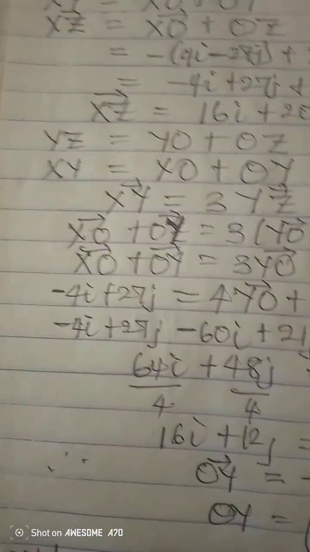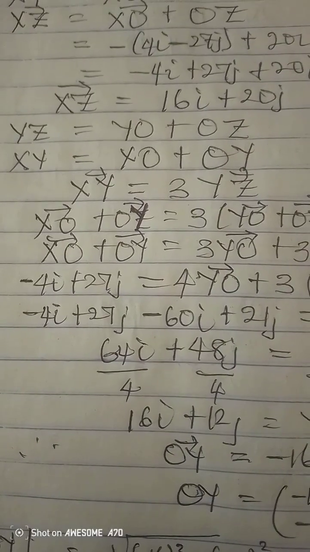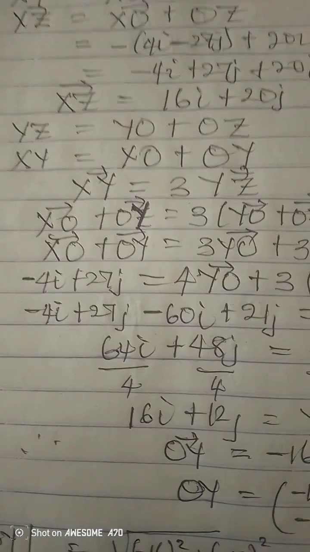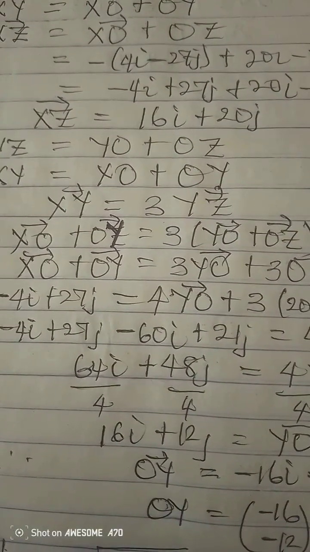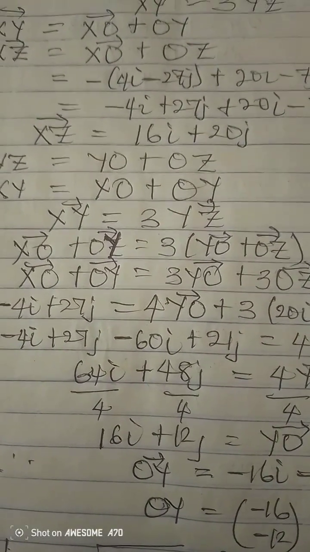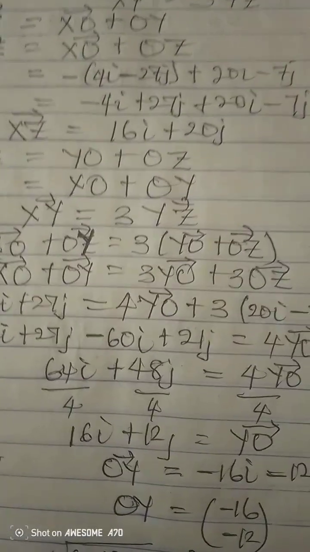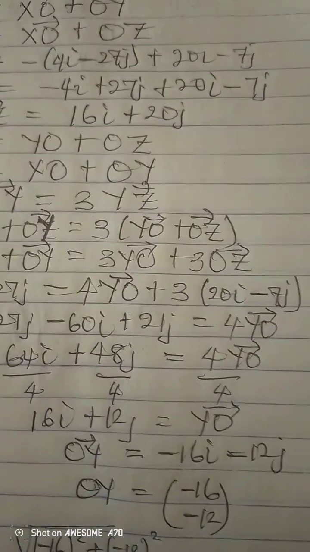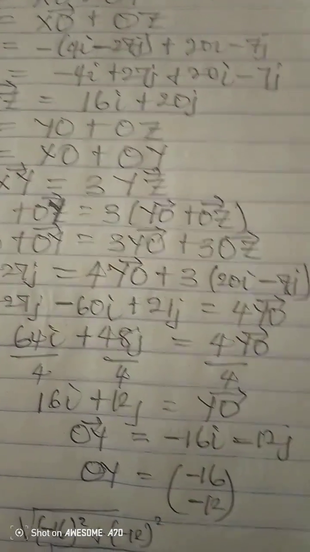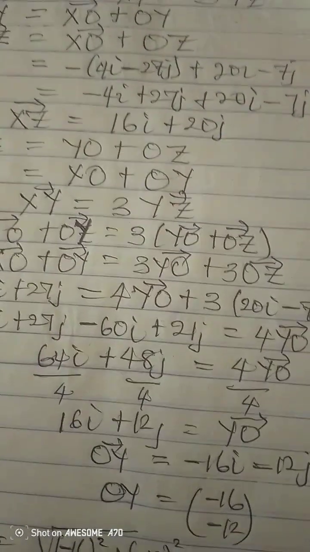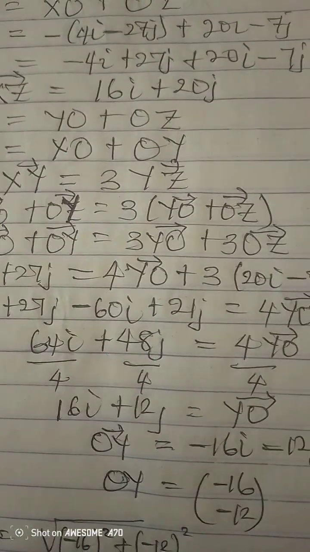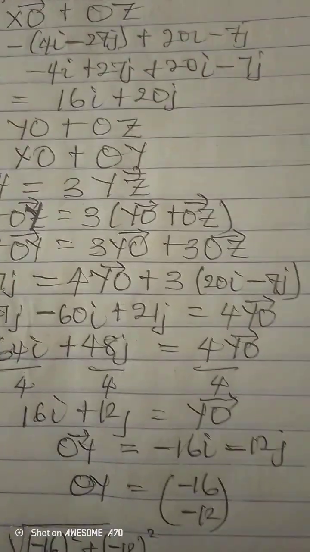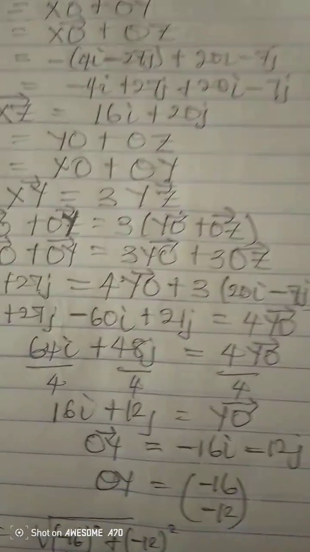If we substitute, we have negative 4i plus 27j as XO vector is equal to, if I move vector OY to the right hand side, it becomes 4 vector YO plus 3 of 20i minus 7j. That is, if we recognize vector OY as the negative of vector YO. Now we have minus 4i plus 27j minus 60i plus 21j is equal to 4 vector YO.